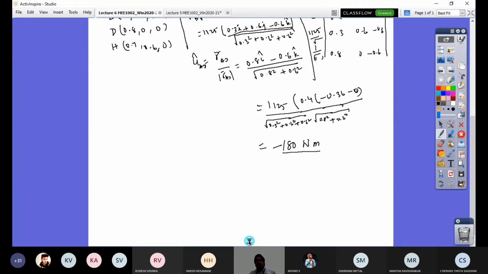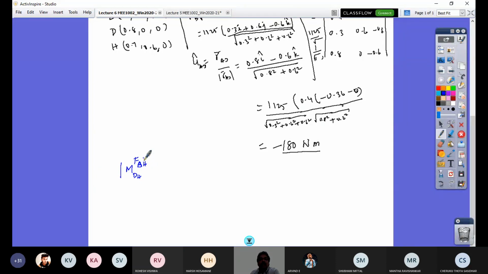Are you getting this? Okay, now what is the second step? This is the first step. So the second step is to write the modulus of what you have got for the force, FBH, right?